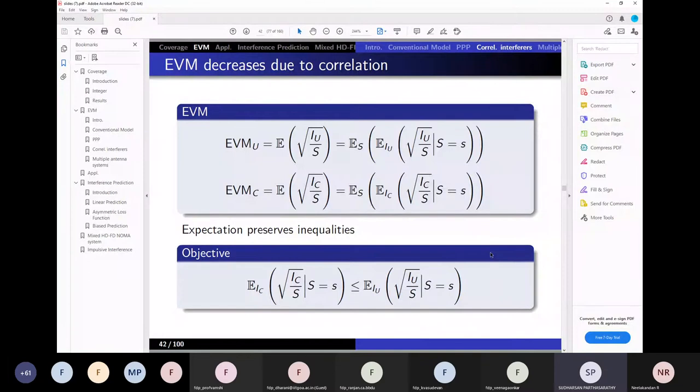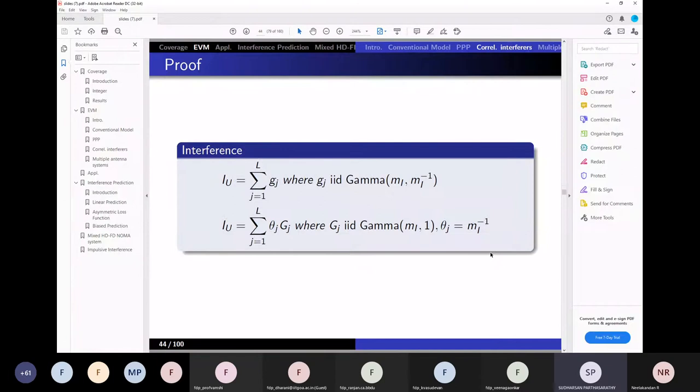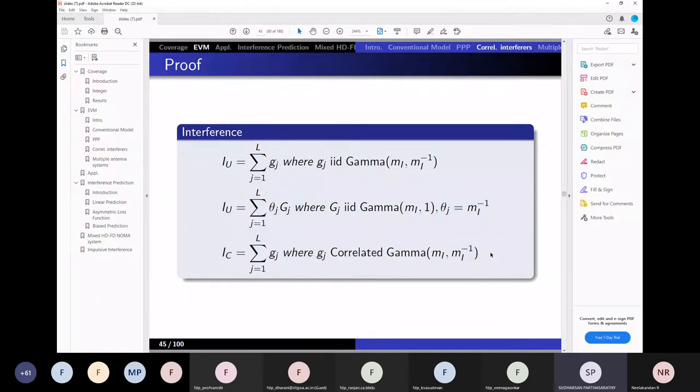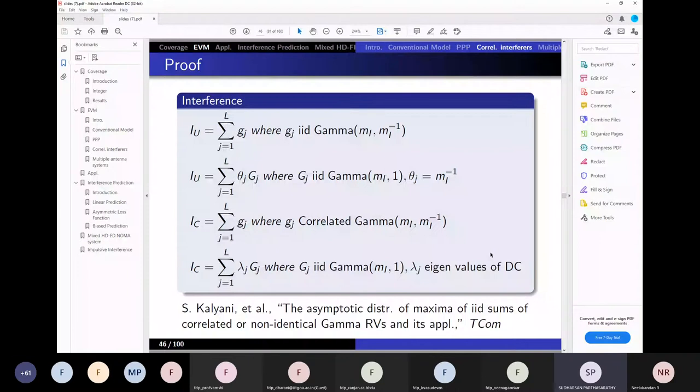The reason why I'm going to do this is, though it has some slightly involved math, maybe if you find a similar thing in your research, that may be helpful for you. That's the reason I'm doing this. So the EVM due to uncorrelated interference is the expectation of the square root of uncorrelated interference over signal power. The EVM due to correlated interference is the expectation of the square root of correlated interference over signal power. Next. So the expectation will preserve the inequalities. Next. The objective for me is to prove that the EVM due to the correlated case is less than or equal to the EVM due to the uncorrelated case. That's the objective I want to prove. Next slide, slide number 43.